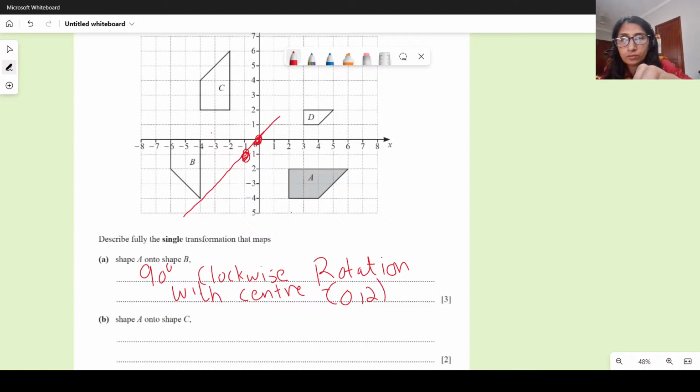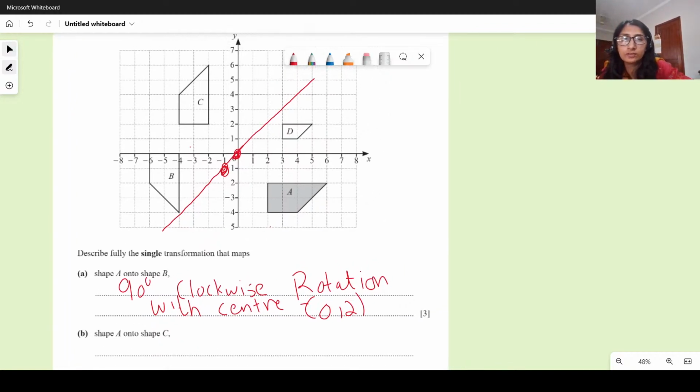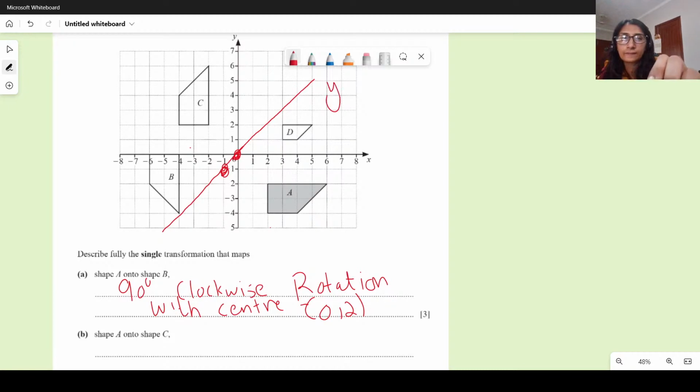a scale, of course, which I don't have right now. So this is the line of reflection, and notice that this is just the line y equals x. So the answer will be reflection on line y equals x.